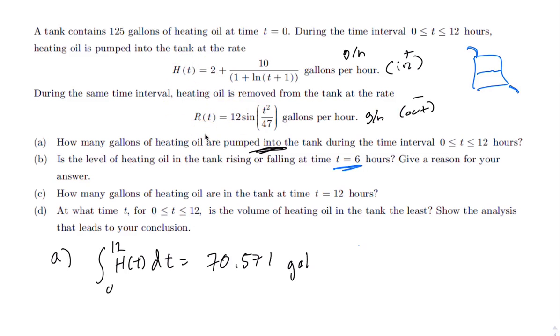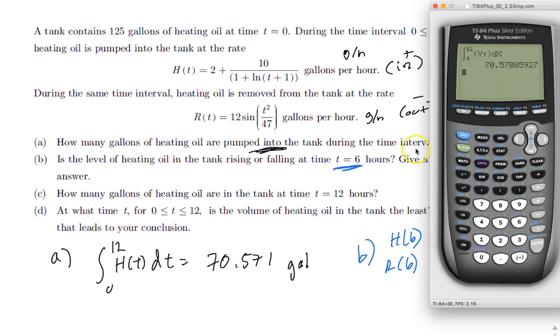So all I'm doing for B is checking H of 6 and R of 6 and seeing which one is higher. If H is higher, that means I'm putting more oil in, so it's rising. If R is higher, then I'm taking more out, so it's falling. So we're going to use our calculator again for this. Make sure you type in both functions. This makes life easier, and make sure you're in radians. And remember, the shortcut to subbing them in is just pressing Y1 and then parentheses, so parentheses 6. I get 5.39.